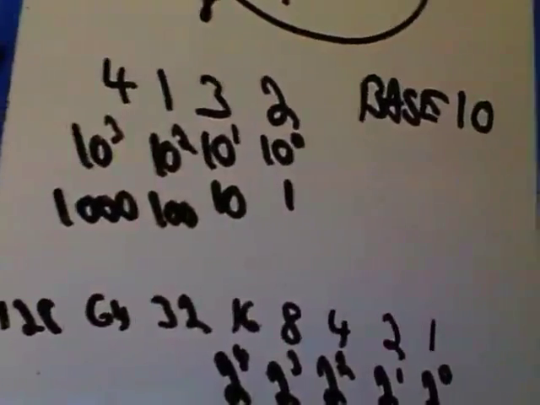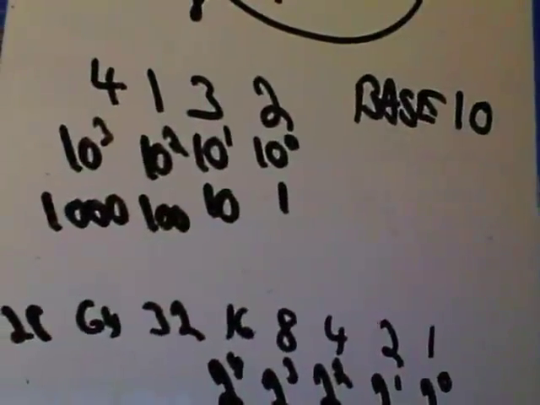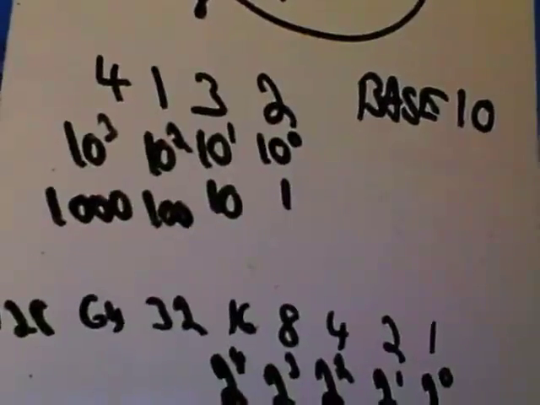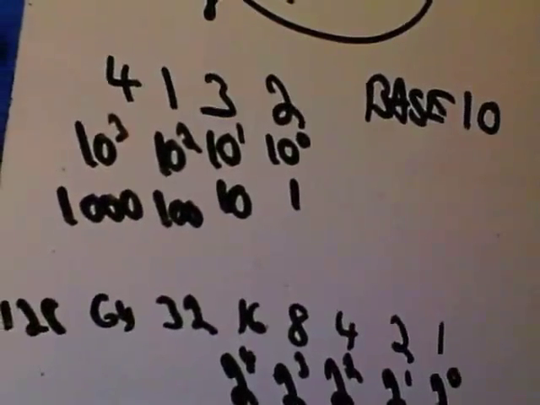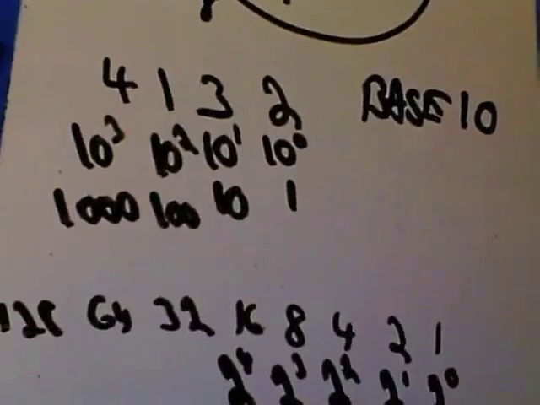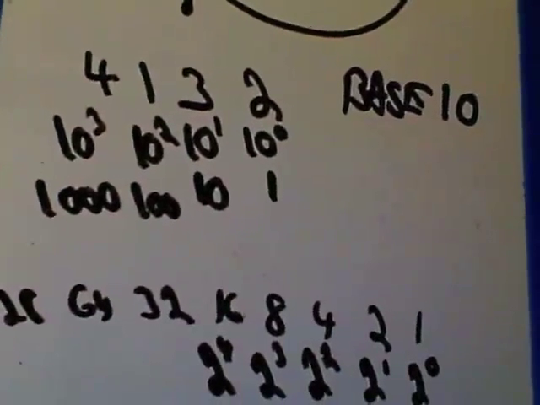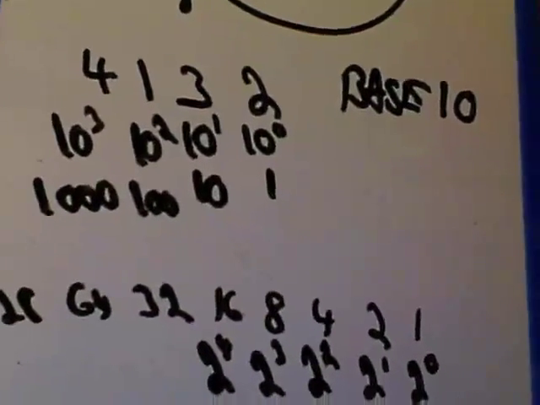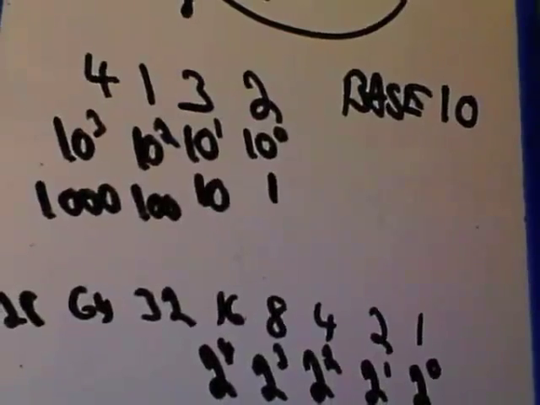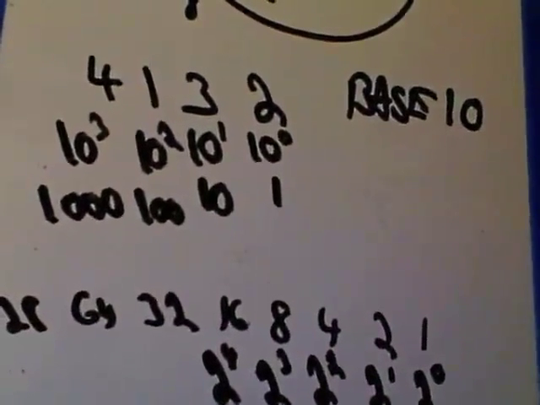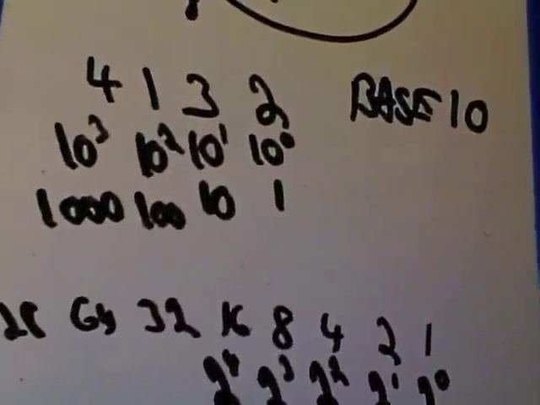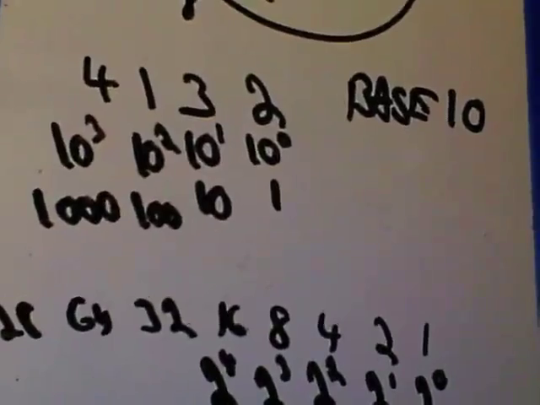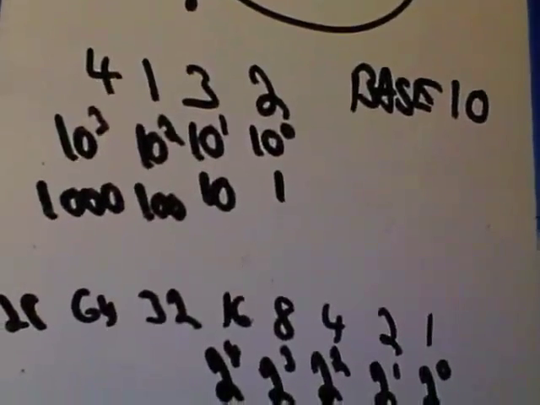So in other words, going from your right to left, we have 2 1s, we have 3 10s, we have 1 100, and we have 4 1,000s. 4,132. What's 10 to the 0 power? 1. What's 10 to the first power? 10s. We have 3 10s. What's 10 squared? 100. We have 1 100. What's 10 cubed? Thousands. We have 4 1,000s.